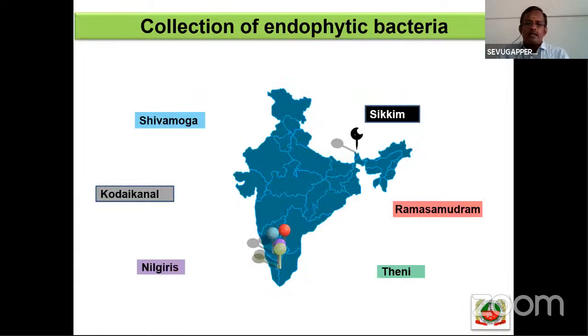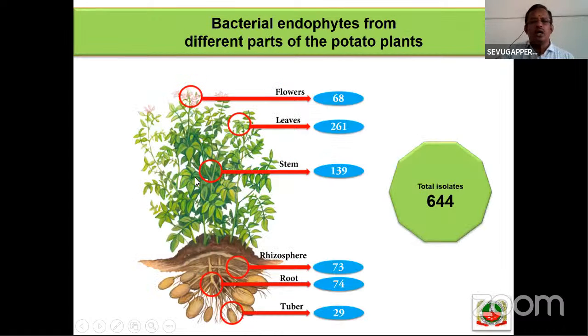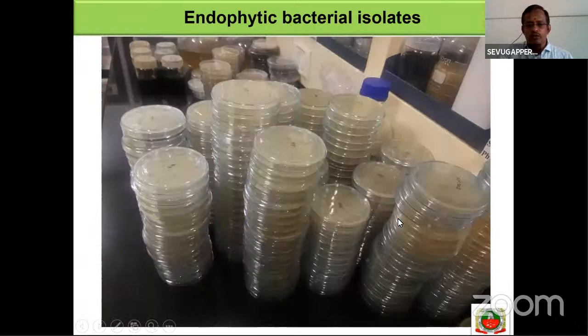To understand the endomicrobiome diversity, various solanaceous crops and potato were sampled from different areas of India, starting from Sikkim, Andhra, Tamil Nadu, and different places including Karnataka. Out of that, we isolated 644 bacterial endophytes from different plant parts, starting from flowers, leaves, stem, then root and tubers. These are the cultures which were maintained.